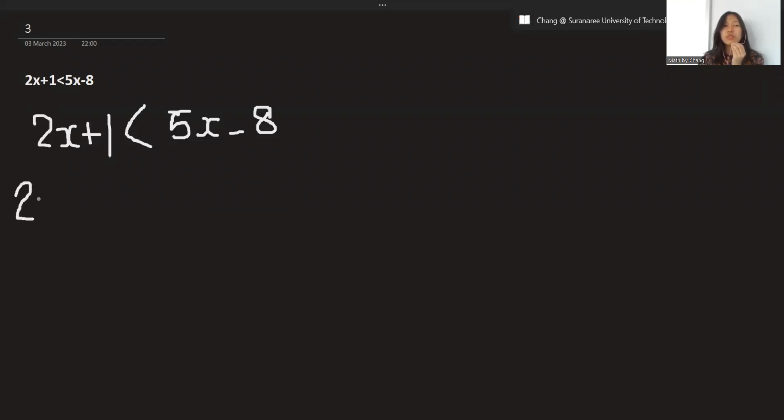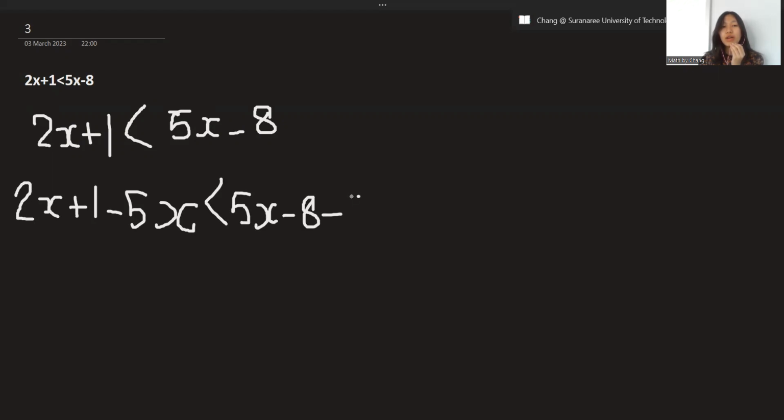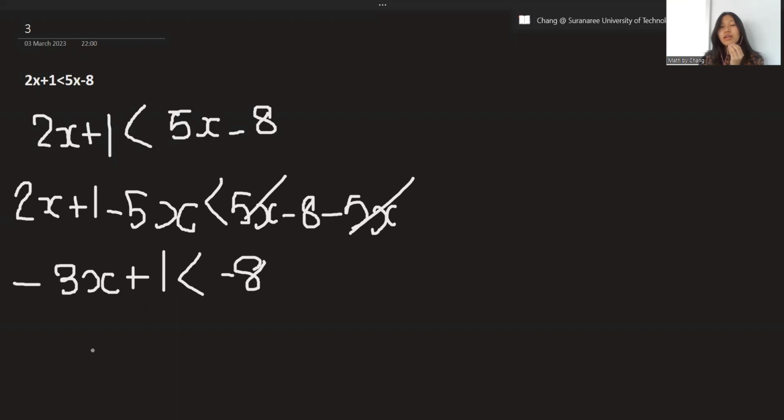So I will subtract 5x on both sides. So 2x minus 5x less than 5x minus 8 minus 5x. Okay, it will be like that. So plus 5x and minus 5x, these two will cancel out. So 2x minus 5x, you will get minus 3x plus 1 less than, here it will remain minus 8. Okay, so here we will get rid of plus 1 again. So we have to subtract 1.